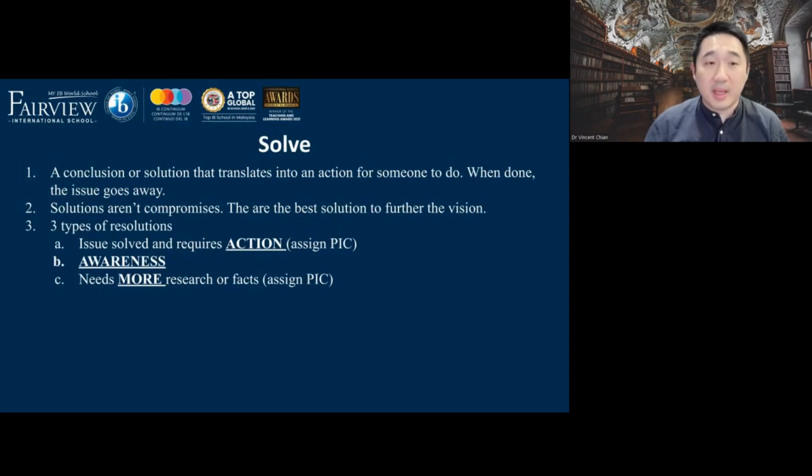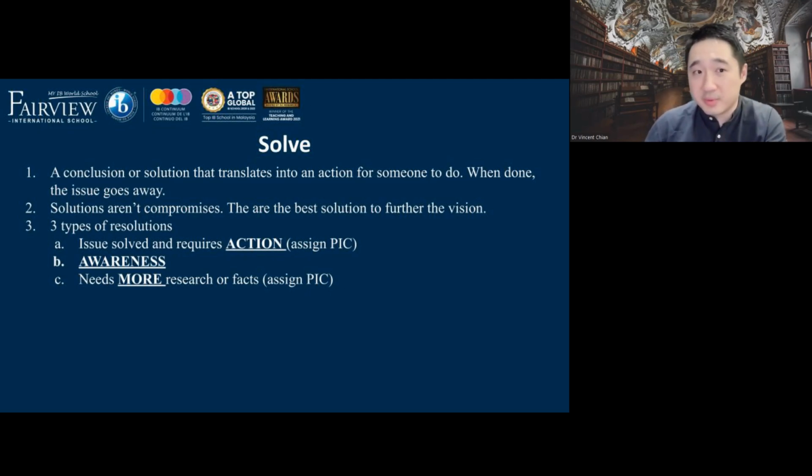Now, the final step, the solving. Now, solving is a conclusion or a solution that translates into an action for someone to do. And when done, the issue is gone. Solutions are not compromises. Very important. They are the best solution to further the vision. It's not for one person's sake. It's not a compromise. Please make it very clear.